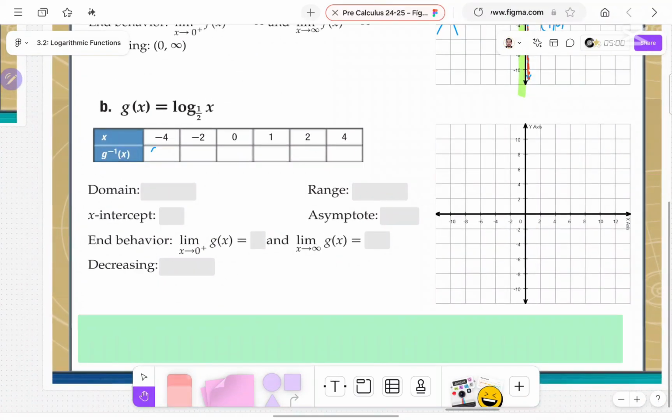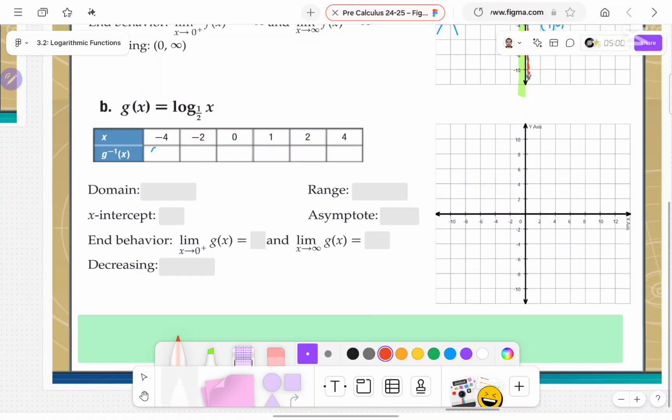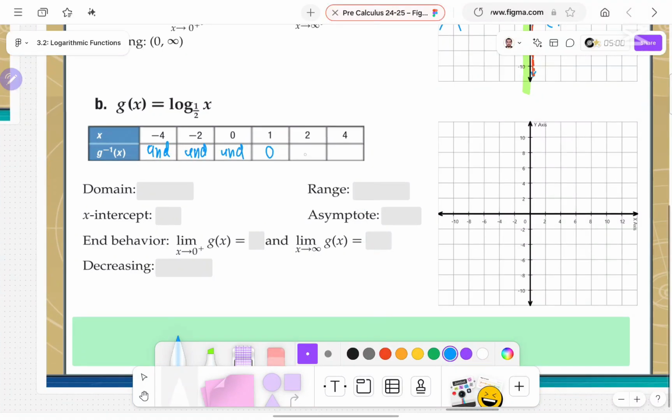Okay, let's do the same thing. So I don't have h and k. Let's pick random points. Let's replace all of the negative values, undefined, also 0 is undefined. Now let's replace 1. If I replace 1, I will get 0. If I replace 2 here, I will get negative 1. And if I replace 4 here instead of the x, I will get negative 2.